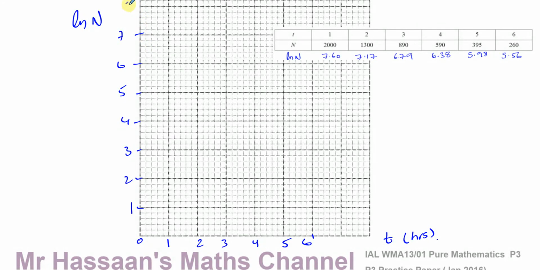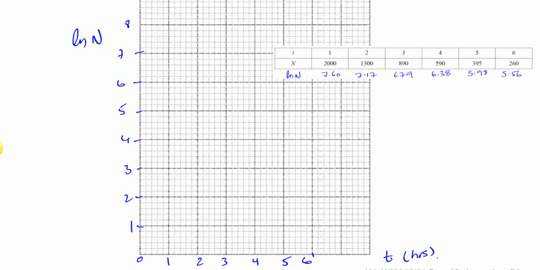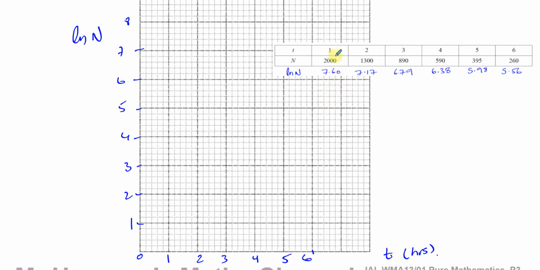Okay, that should be enough. Now we've got to plot 1 against 7.6. That's 7.6 over there. And 2 against 7.17. That's 7.0, 7.2. 7.17 is kind of over there somewhere. And 3 against 6.79, so that's just before 6.8.